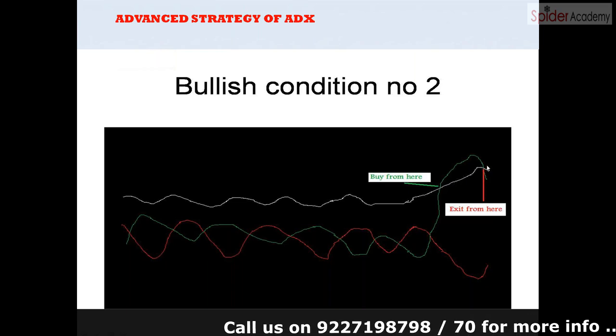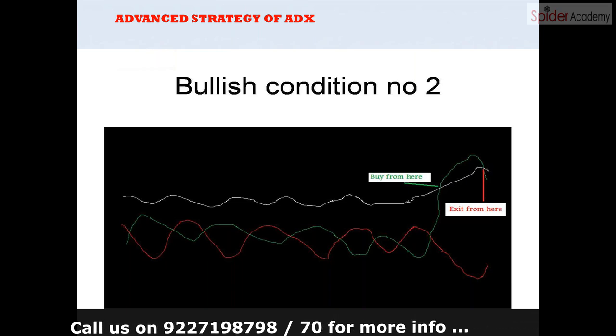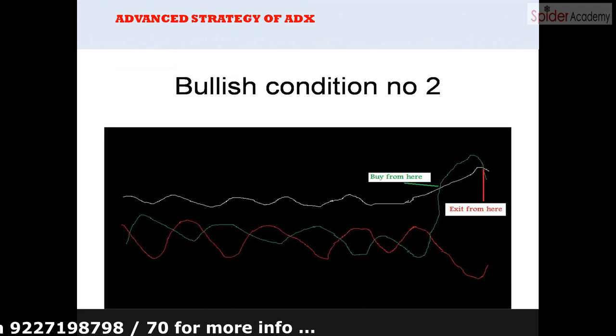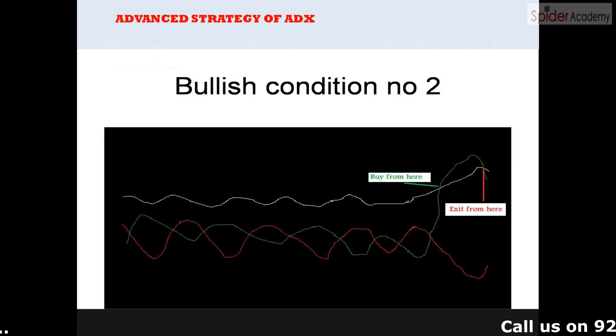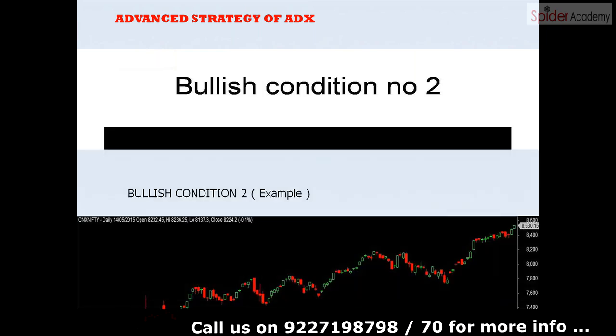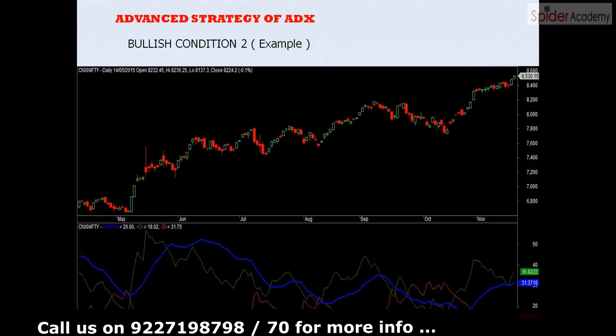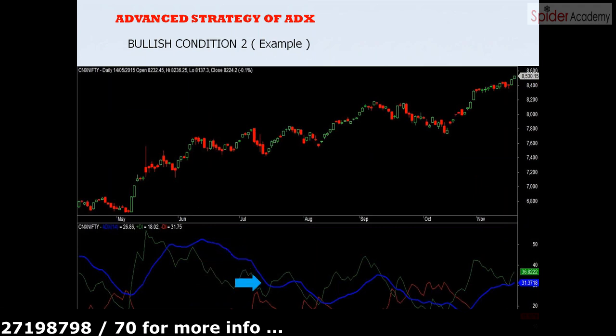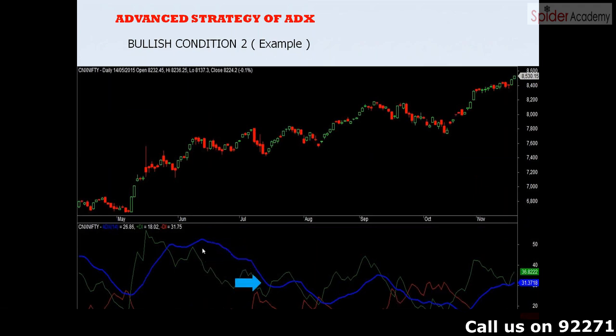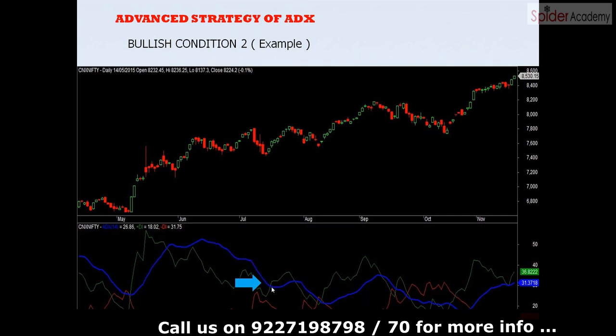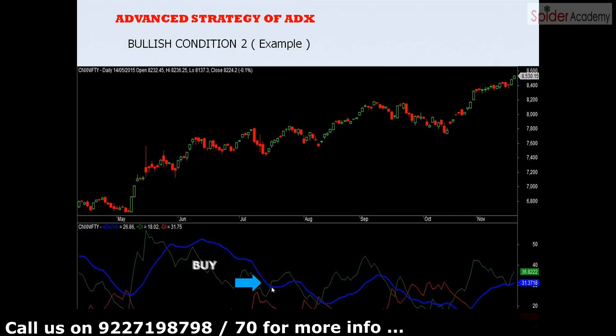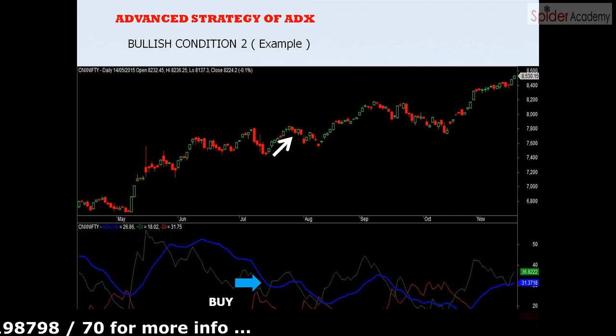The only difference between bullish condition 1 and 2 is that bullish condition 1 में ADX line दोनों के नीचे है और bullish condition 2 में ADX line दोनों के ऊपर है. I guess it's easy to remember. Now example. Okay, see क्या हो रहा है? ग्रीन लाइन रेड लाइन के ऊपर है, एडीएस लाइन भी दोनों के ऊपर है और ग्रीन लाइन रेड लाइन को क्रॉस कर रही है. A buy signal, a small trend.